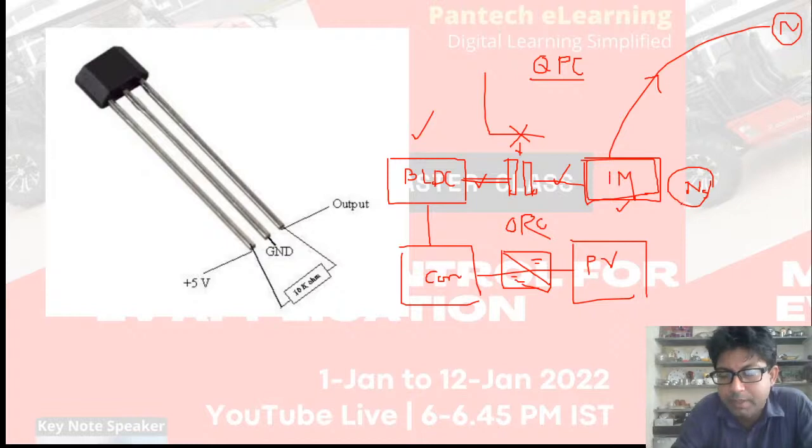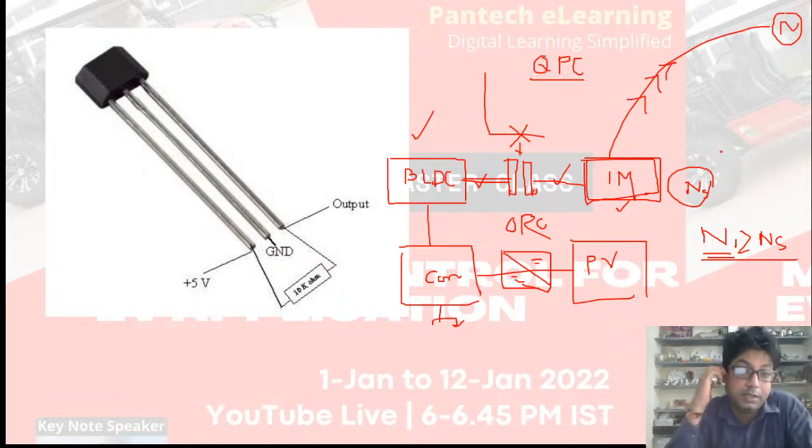Now, to operate the induction machine as an alternator, your speed should be slightly higher than the synchronous speed, say N1. By controlling the speed of the BLDC machine, you bring the speed to N1, and then it will pump the power. These are the things that were done with that BLDC machine.